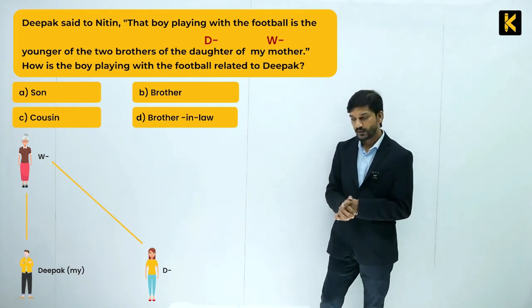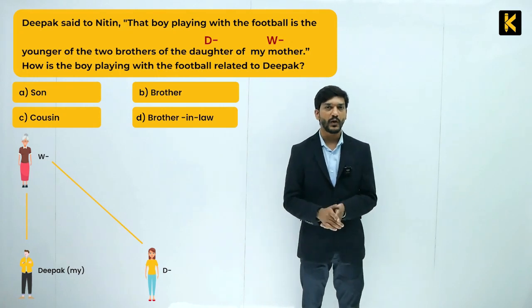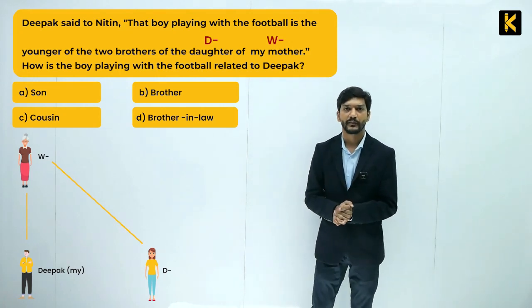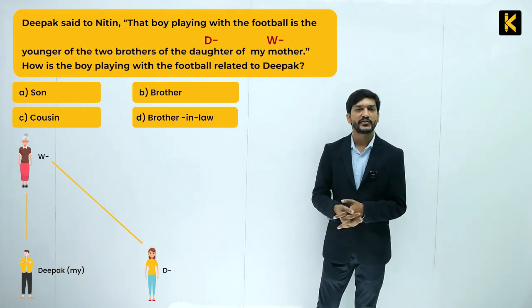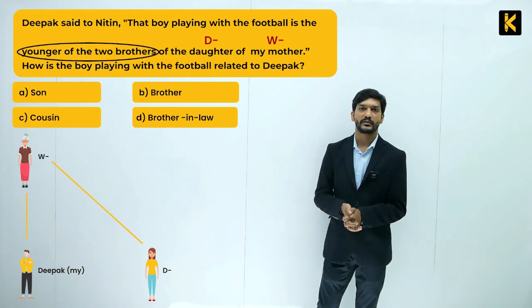All right. Now next, what is mentioned next? So next it is mentioned younger of the two brothers of the daughter.